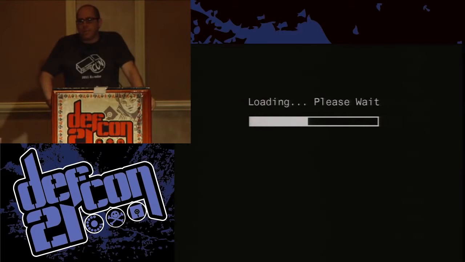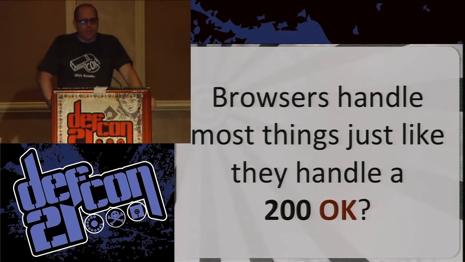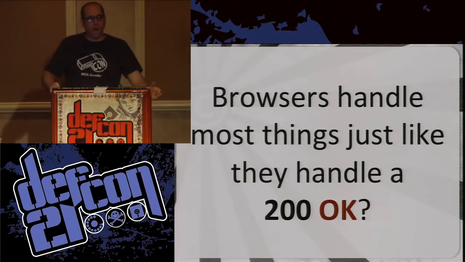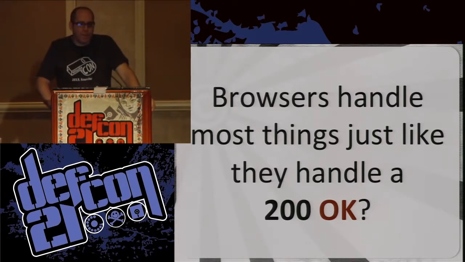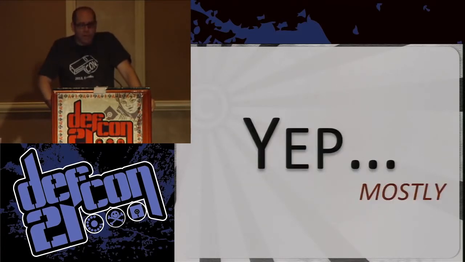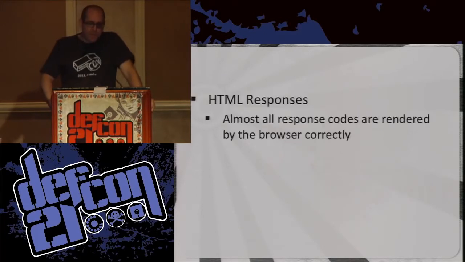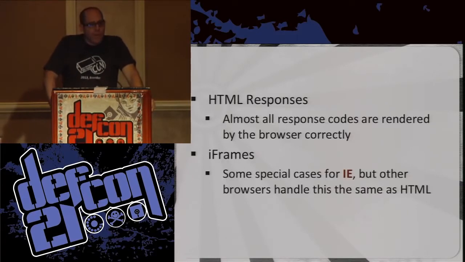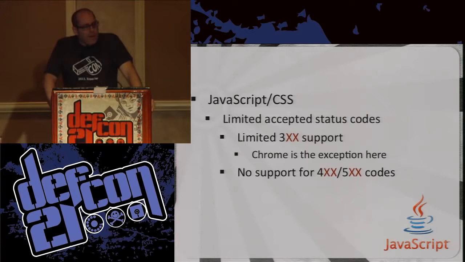Okay, so think about this for a second. You've got browsers that handle things in slightly different ways. What can we do with that? But a majority of it is like, okay, that's just content. I don't care what it is. You get a 400 response and it's like, oh, I see HTML, I'm just going to render that for you. Or I see JavaScript, I'm just going to run that JavaScript for you. So mostly, things are loaded quite normally, but there are some weird outliers. With HTML responses, almost all response codes are rendered correctly. When you try to load an iframe and it comes back with a response, there are special cases for IE because IE is special. But most of the time, things are even. And if you start looking at JavaScript, there's very limited support for it. Chrome being the exception because they just don't care.